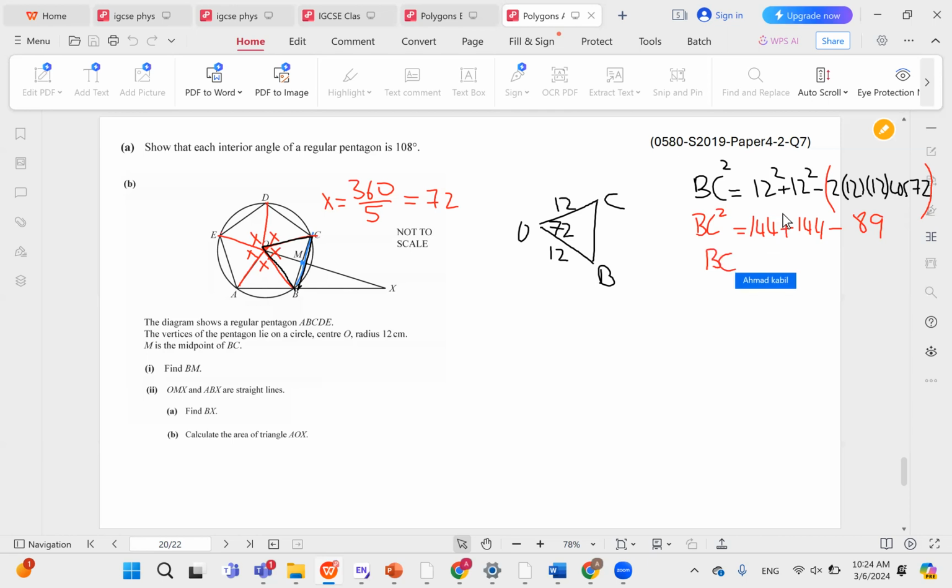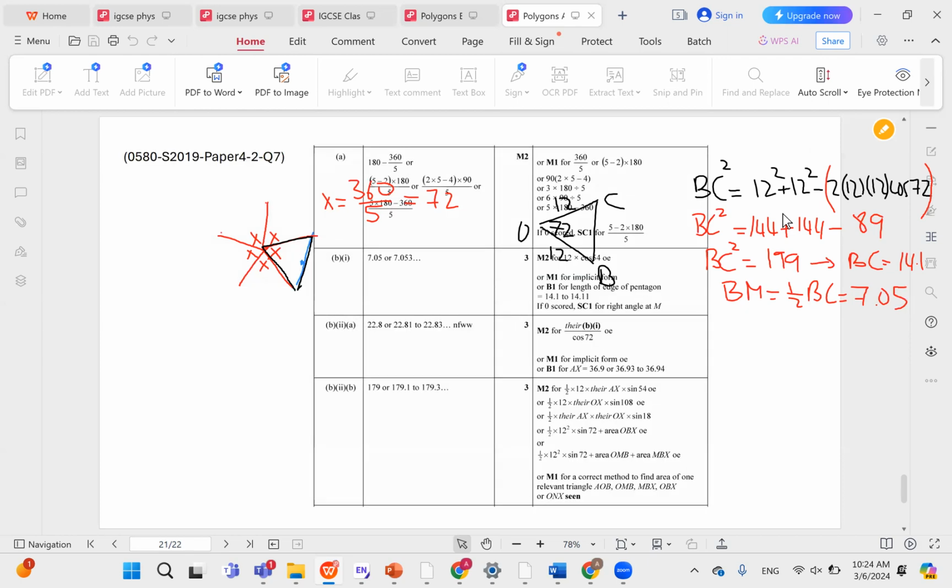So BC squared equals 144 plus 144 minus 89, and that gives us 199. So we can get the square root of 199. Therefore, BC equals 14.1. Therefore, BM equals half of BC, and that's 7.05. Let's check the marking scheme. So B1 gives us 7.05, as we obtained.